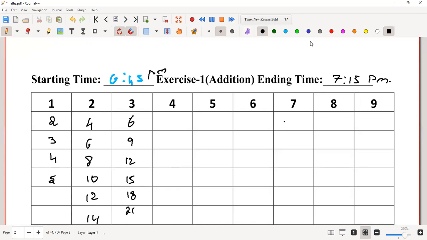4, I identify 4 plus 4. Jump 2 twice. 8. 8 plus 4? 12. Write 12. You have this with you. Seeing this, you write.